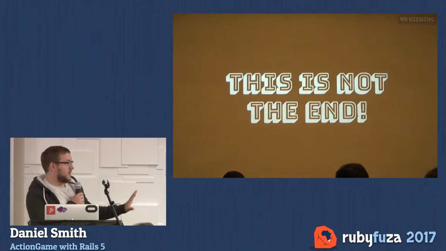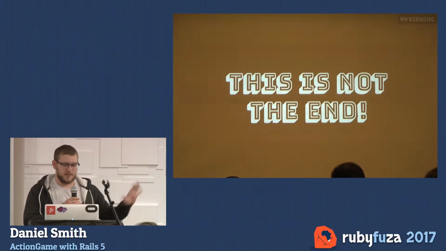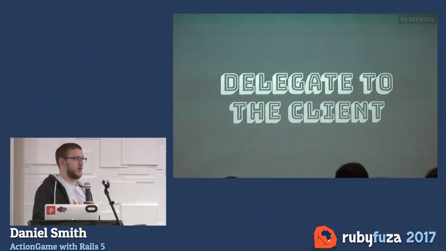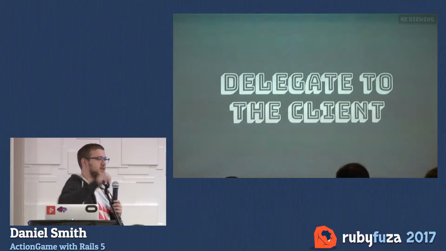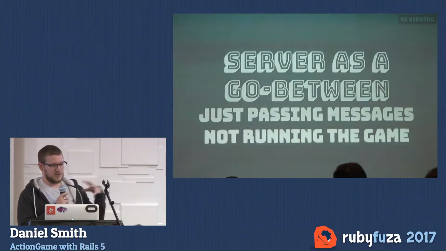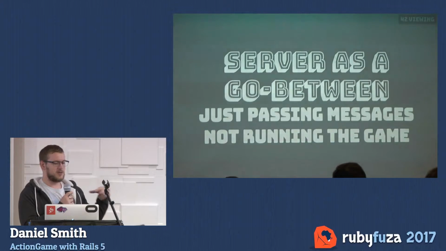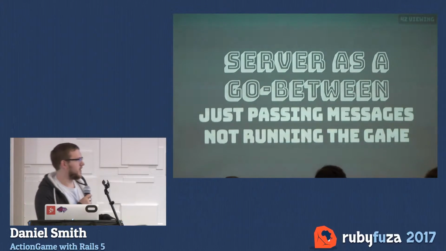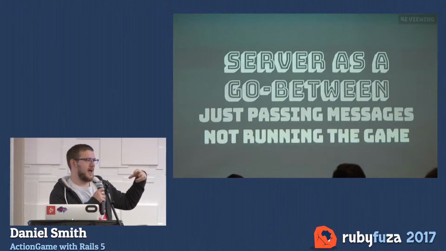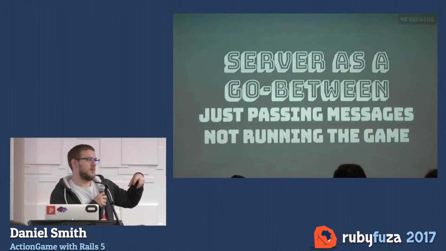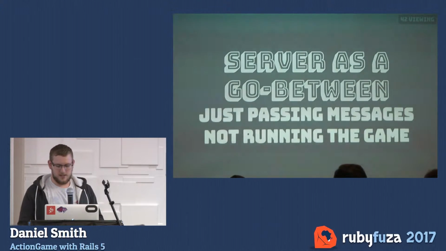Well, that's not the end, right? Okay, well, I'm still going to do this. I'm determined. First of all, the one thing I realized I had to do was delegate it to the client. So the server is just like a go-between. So the clients actually run all the game loops. Now there's a bit of a problem there because the server is not as authoritative because now the client is running the logic. But there's a few ways you can get around that.